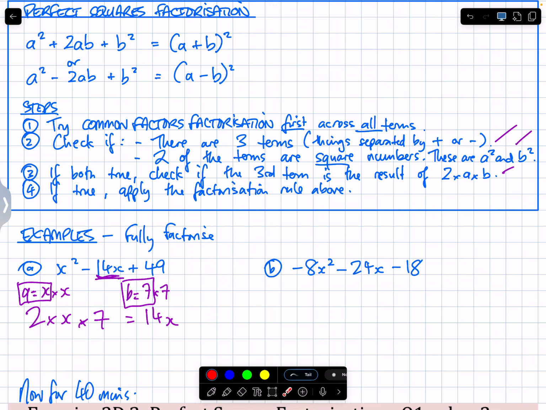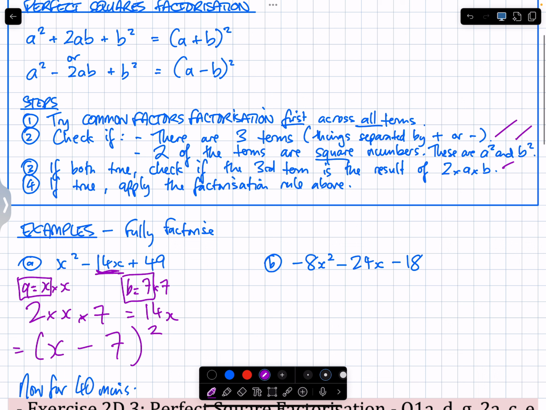So in this situation here, what is the sign between x squared and 14x? It's a take. So I'm using this one here because what do you see on the left? It's a take. So what's my a? My a was x. What was my b? 7. So it's x take 7 all squared. That's applying those 4 rules. Check if there's 3 terms. Check if there's 2 of them that are squared. Check if the third term is 2ab. Apply the brackets above. That's perfect squares factorization. You got 2 options. Either there's a plus or there's a minus between the a and the b.